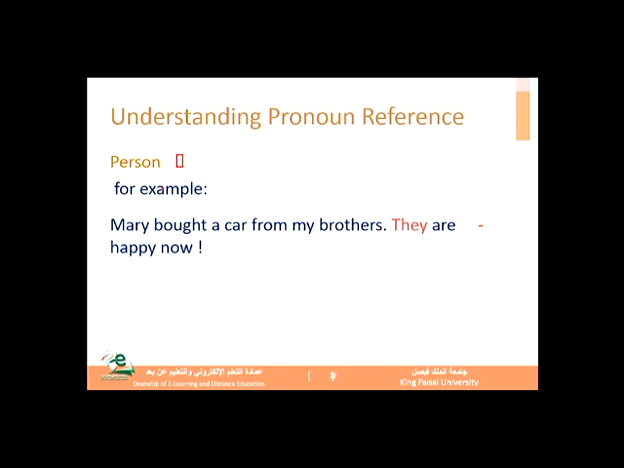For example, Mary bought a car from my brothers. They are happy now. The question is, the pronoun they refers back to my brothers or Mary.